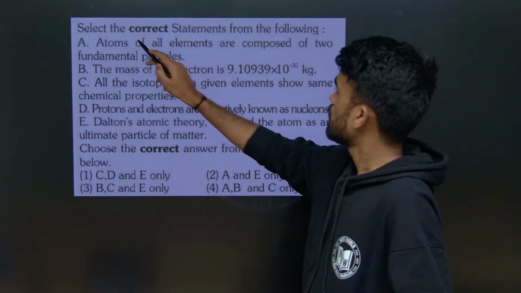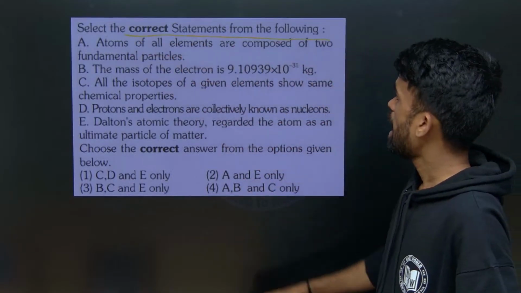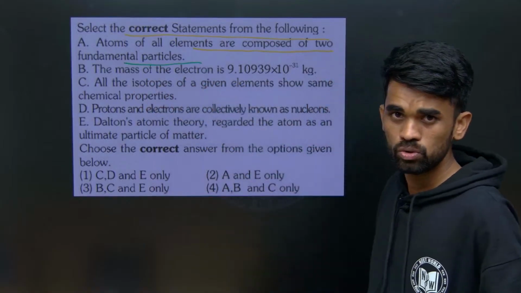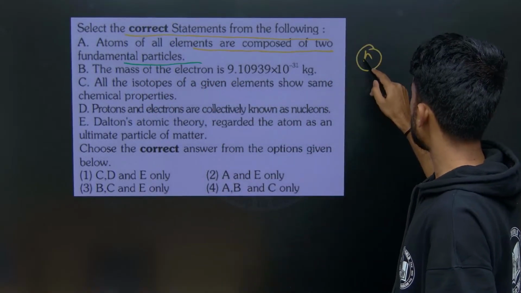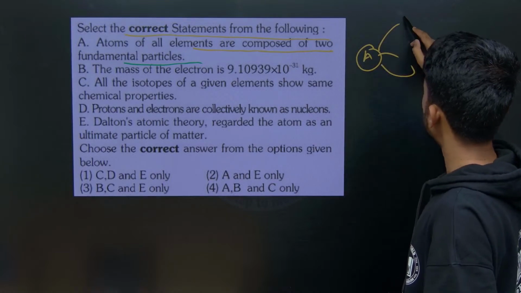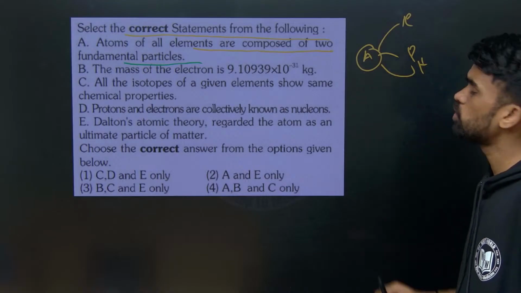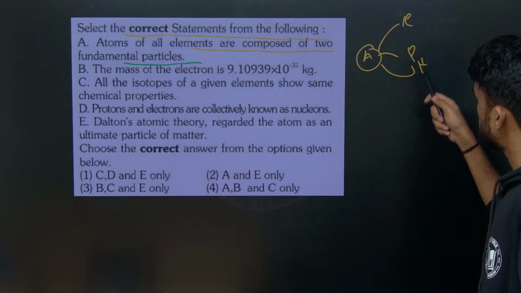Next, correct statements from the following. Atoms of all elements are composed of 2 fundamental particles. Is it true? No. What are the main fundamental particles we know? Electron, proton, neutron are there, na? But he is saying only 2. Here basically it is having 3.